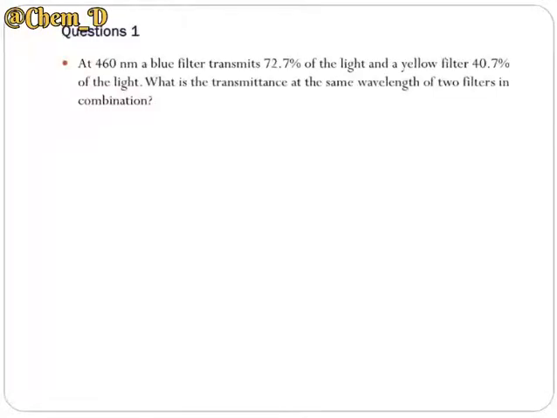So the first numerical is very easy. At 460 nanometer, a blue filter transmits 72.7% of the light, and a yellow filter transmits 40.7% of the light. So what is the transmittance at the same wavelength of the two filters in combination? Suppose this is our blue filter and this is our yellow filter.